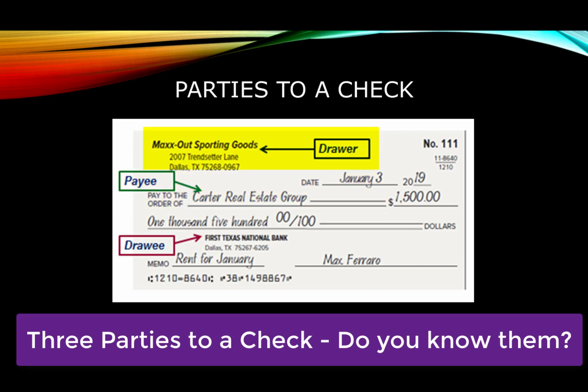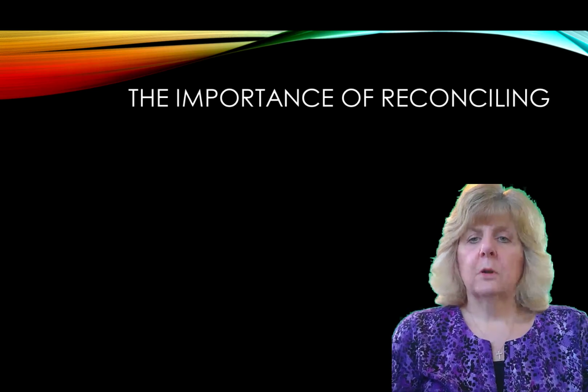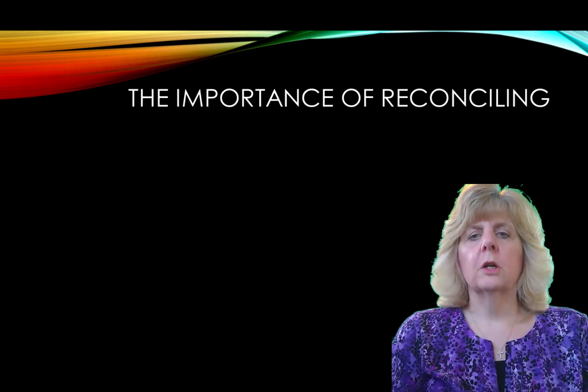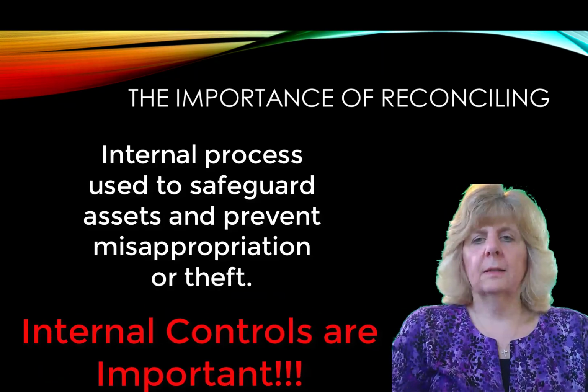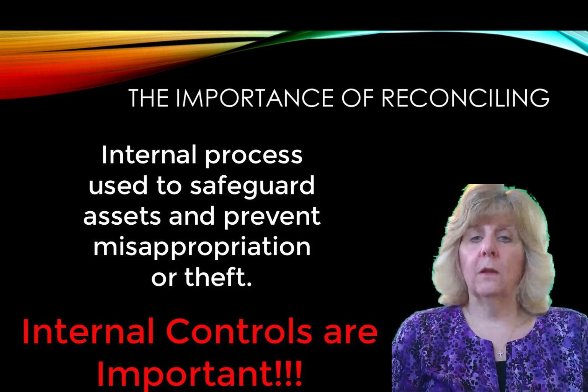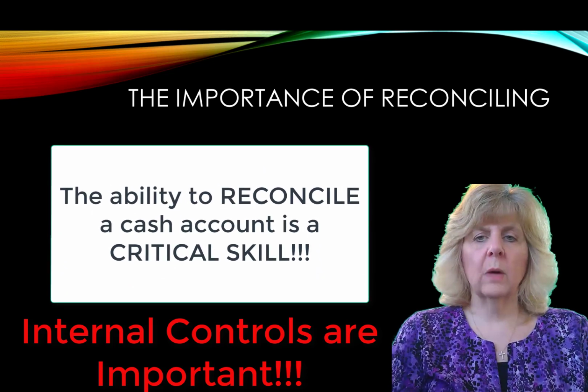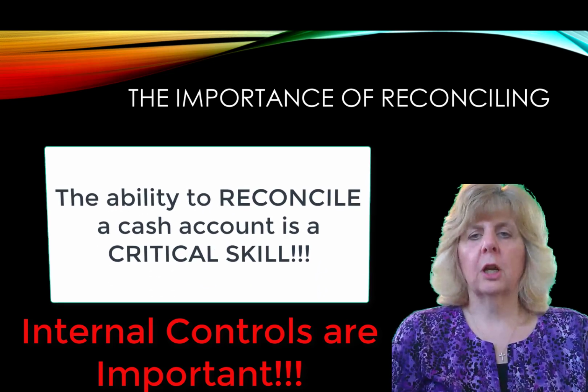There are typically three parties to a check: the payee, to whom the payment is made, the drawer, on whose check the money is being drawn out of, and the drawee, who is typically a bank or a credit union. This chapter was filled with internal controls that are necessary to safeguard our cash account. One of the most important things that you'll learn in this chapter is how to reconcile your cash account.